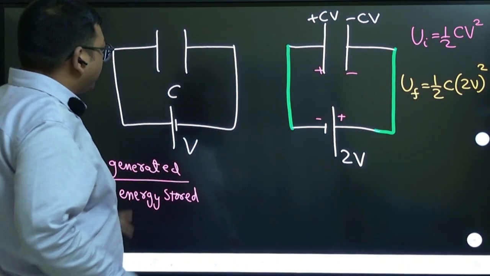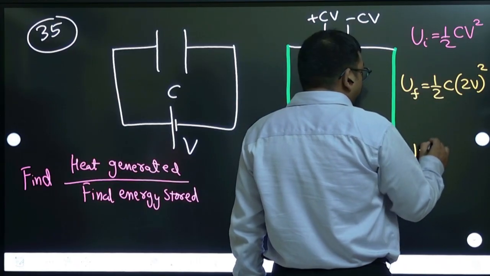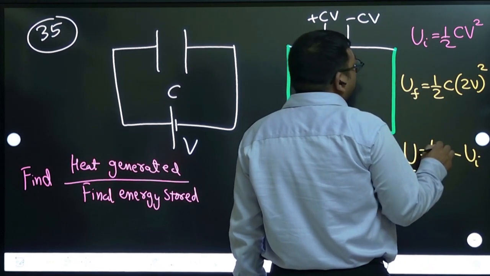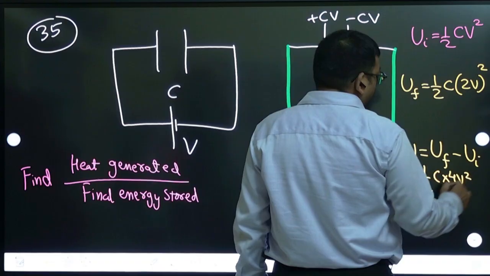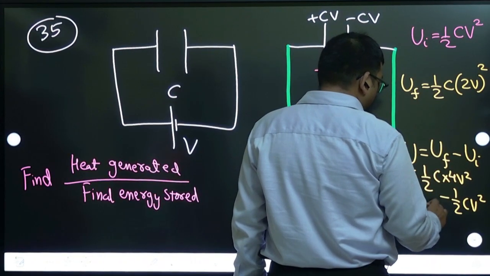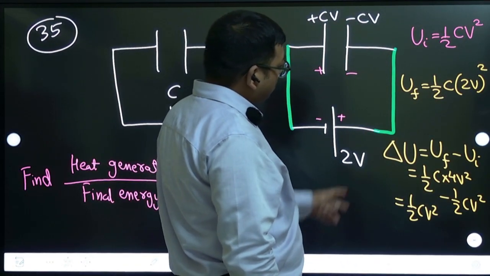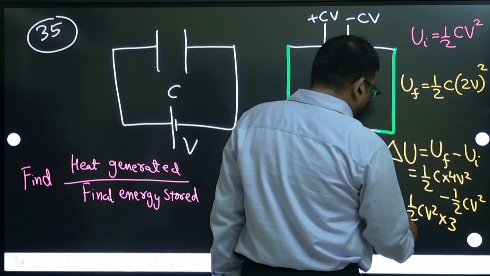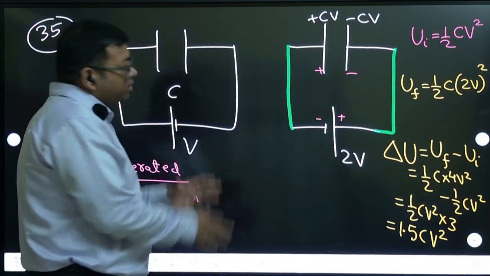So the change of energy we can calculate. Change of energy means final minus initial. So half C into 4V square minus half CV square. Taking half CV square common, 4 minus 1, 3 will come. So 3 by 2, that means 1.5 CV square. This is the change of energy in the capacitor.